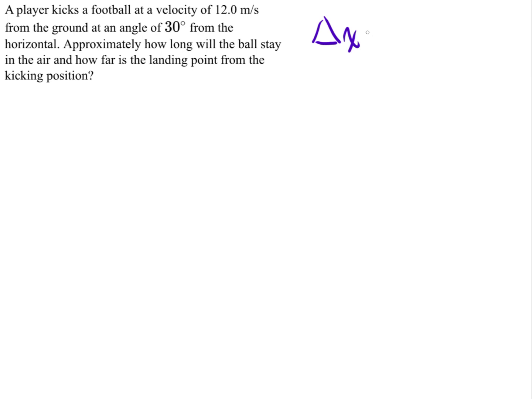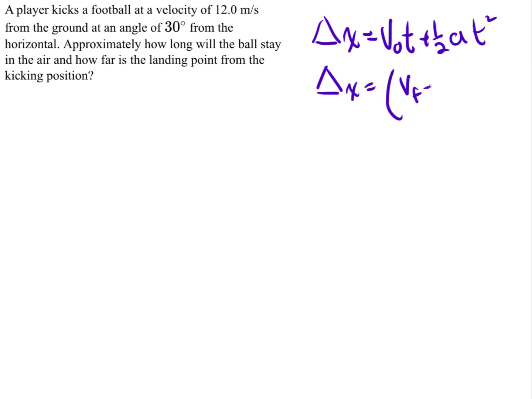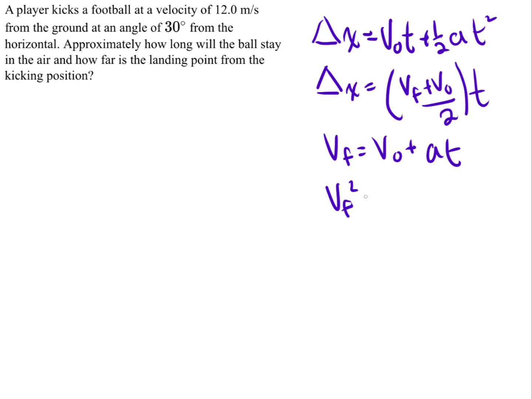So we know that the displacement is equal to the initial velocity times the time plus 1/2 times the acceleration times the time squared. And the displacement is equal to the average of the initial and final velocities times the time. The final velocity is equal to the initial velocity plus the acceleration times the time. And the final velocity squared is equal to the initial velocity squared plus 2 times the acceleration times the displacement. So here are the 4 equations that we can use.